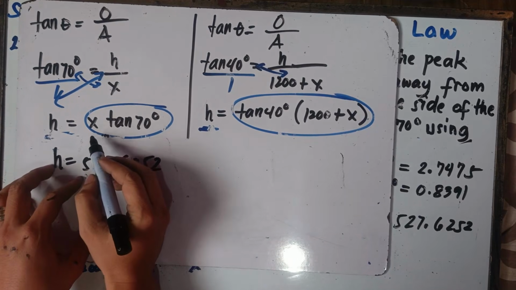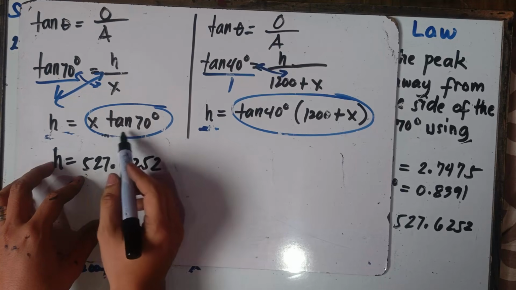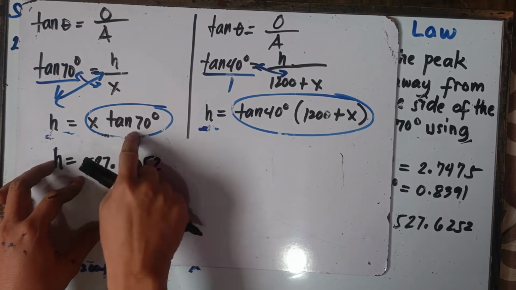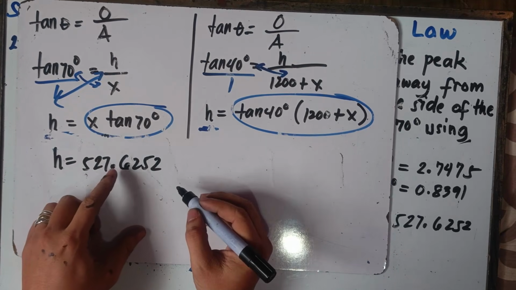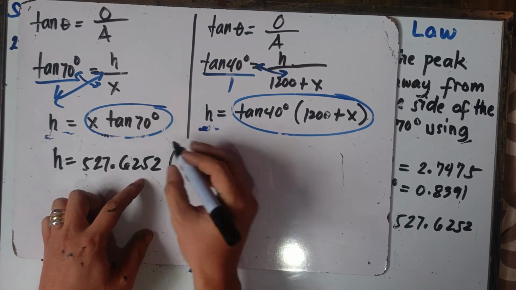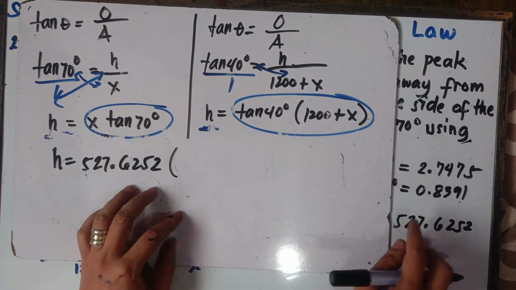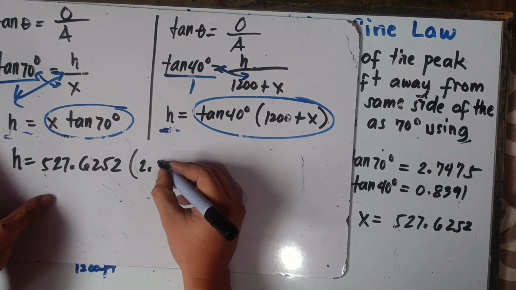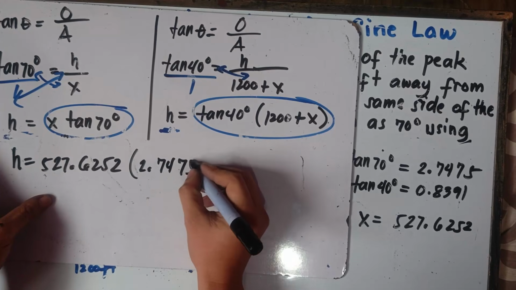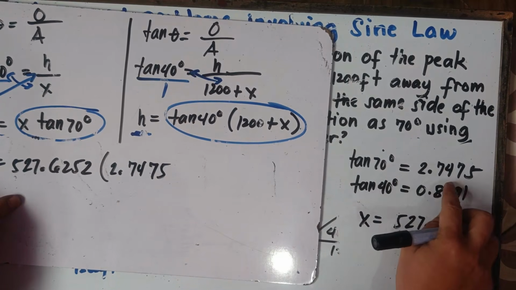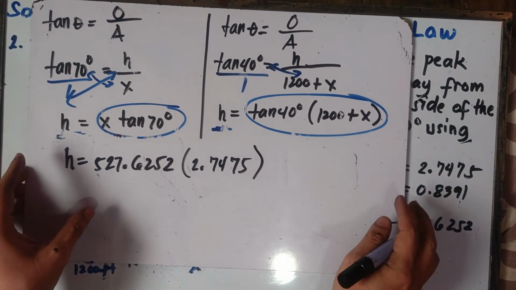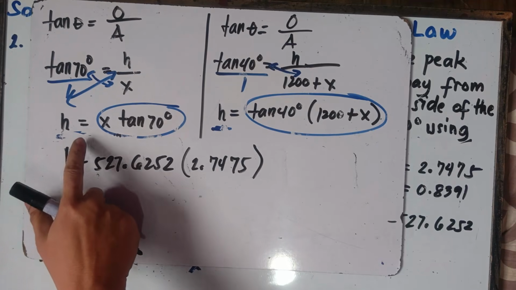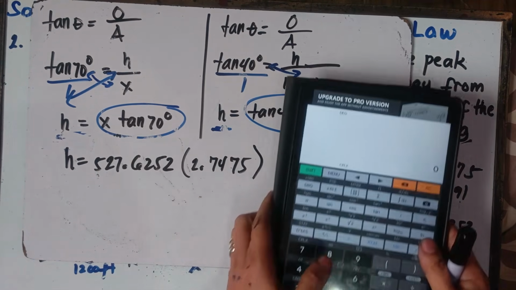Once again, the value of x is 527.6252. If you have x, tangent 70 degrees, it means multiplication, class. The variables are close to each other, it means multiplication. So 527.6252 times the value of tangent 70 degrees. The value of tangent 70 degrees, that would be 2.7475. Alright, and then simply simplify this one. Once again, h is equal to x times tangent 70 degrees.